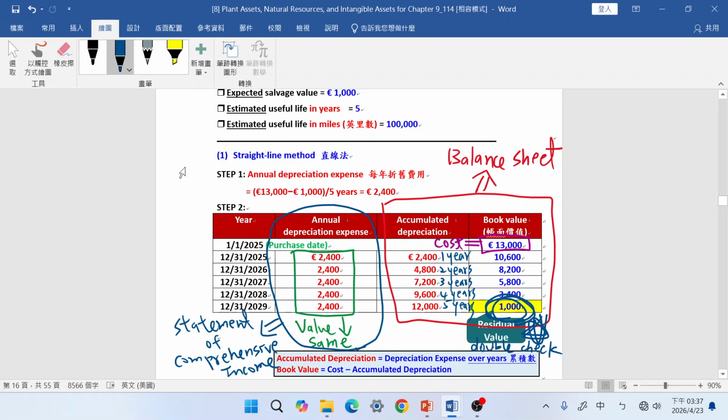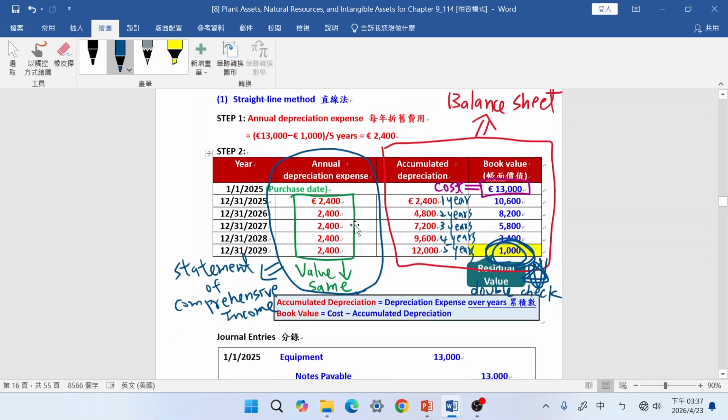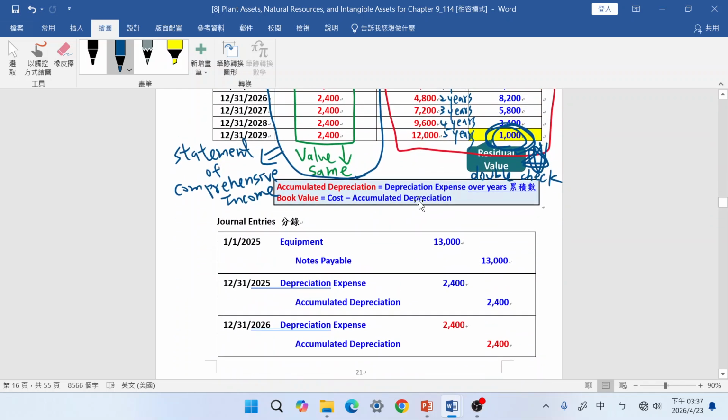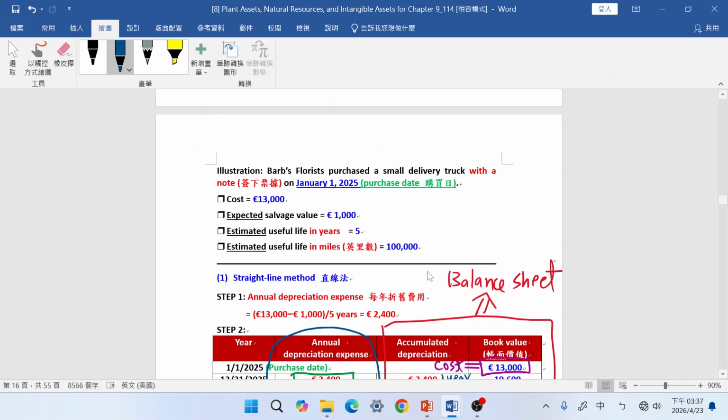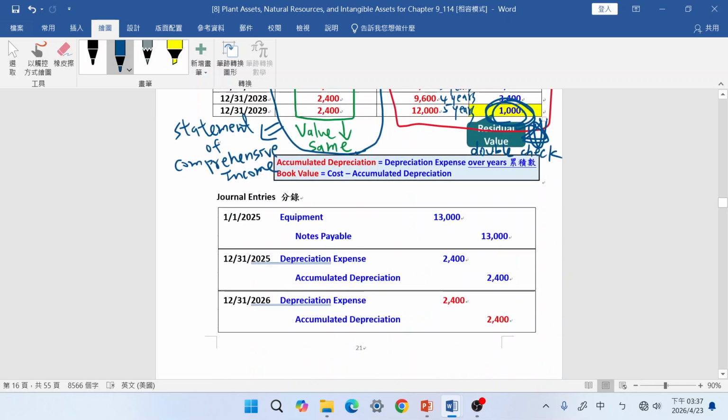Any questions? No problem. Then we try to write down the first journal entry. We buy the equipment. Did you pay? No, you didn't, because the question told you it was with a note. So you didn't pay the money, you wrote down a written promise, okay? So that's why our equipment increases. Also, I have a liability with a written promise, okay?